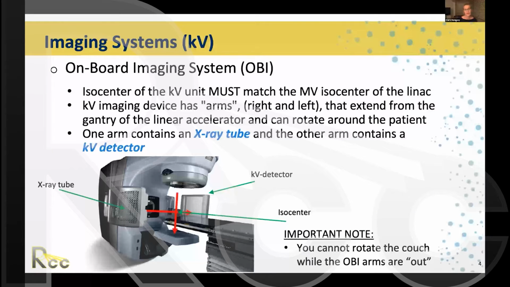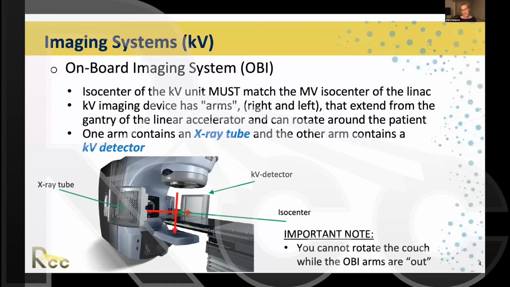So on the linear accelerator, there's KV imaging systems and MV imaging systems. So I'll start with the KV imaging systems. So we use what's called an onboard imaging system, or an OBI. And the really important thing about the OBI, because the KV imaging system is, whilst it's attached to the Linac, it's quite separate to the treatment beam.